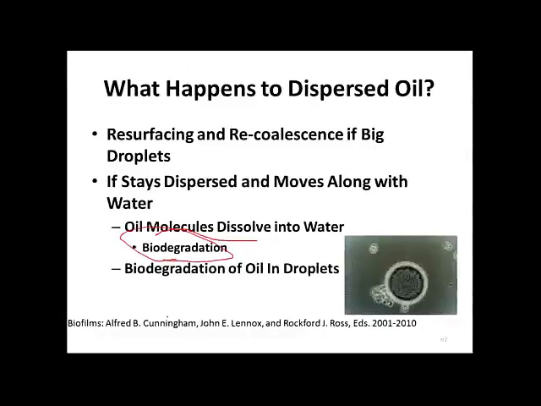We also have observed that this is an oil droplet right here, and you can see on the surface of it these little microbes. So we know that microbes, little bacteria, can adhere to the droplets and biodegrade the oil in the droplets, though it's not as fast as biodegrading when it's dissolved in the water.